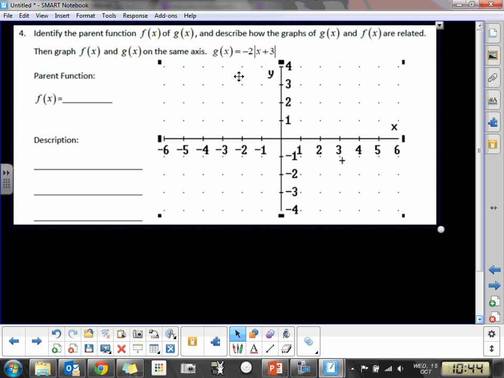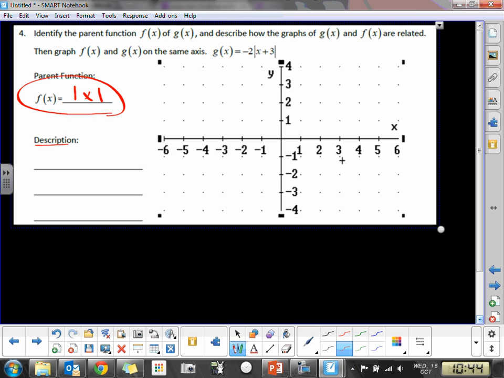So the first response I was looking for was making sure that you could identify that our basic parent function is nothing more than the absolute value of x. This is the graph that it's going to look like, or at least most resemble, but g of x has some transformations, and we're going to describe those transformations in a bit.